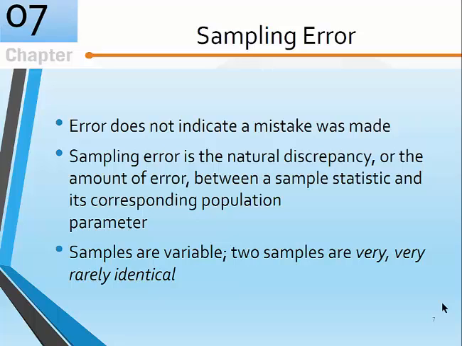It describes how much dispersion there is in the sampling distribution of the mean. So error does not mean we made a mistake, but it is a natural discrepancy or the amount of error between a sample statistic and its corresponding population parameter, because 2 samples are very, very rarely identical.